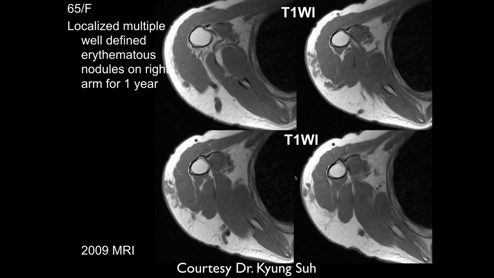65-year-old female, localized, multiple well-defined erythematous nodules on the right arm for 1 year. So we have axial T1 images. Yeah, there's an effacement of subcutaneous fat along the right deltoid or superficial to the deltoid muscle. Okay, so we have some lesions within the fat, really, right? Right. Okay.